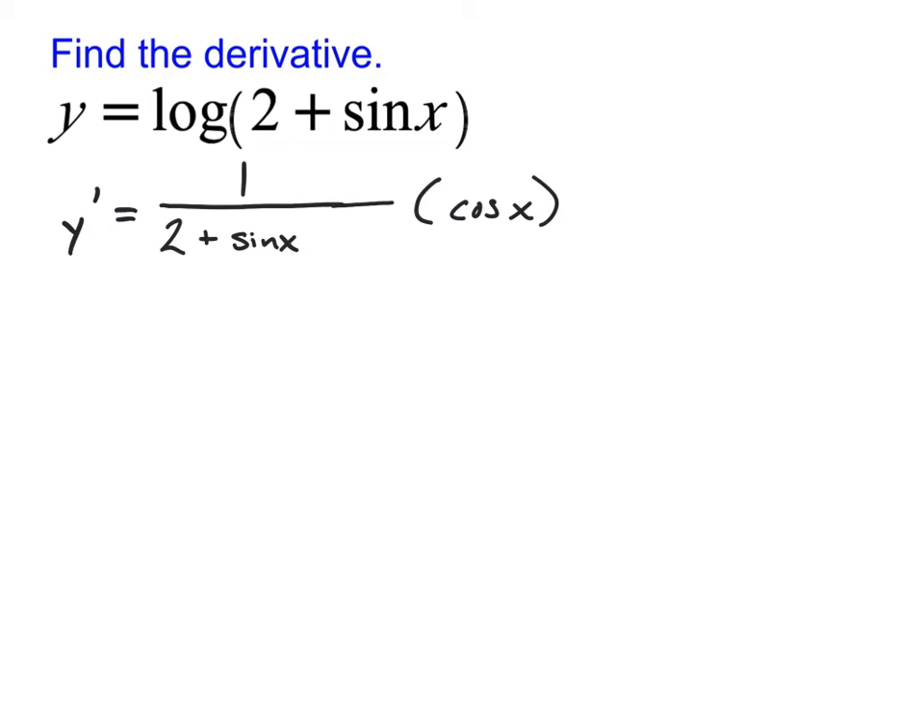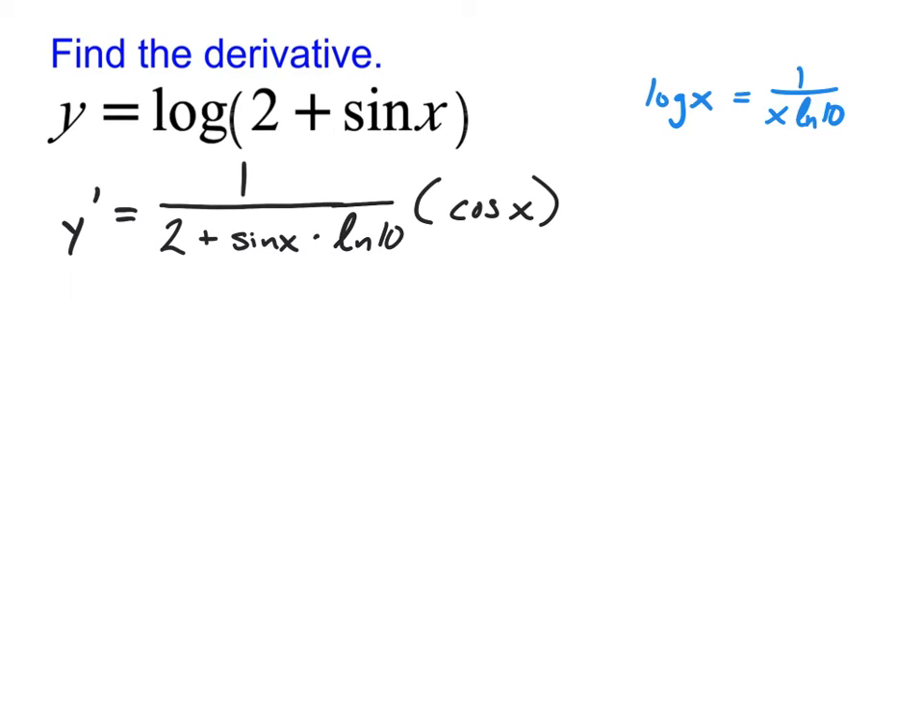But this one's missing something. Because this is just log. It's not natural log. What's the derivative of just log of x? Yep, it's going to be 1 over x natural log of the base. What is the base in this case? 10. And so it's going to be 1 over x natural log of 10. And so that means that I've got to put the natural log of 10 in here.